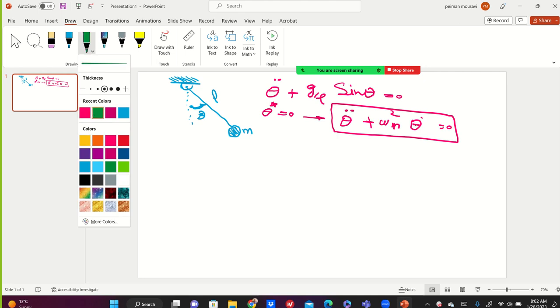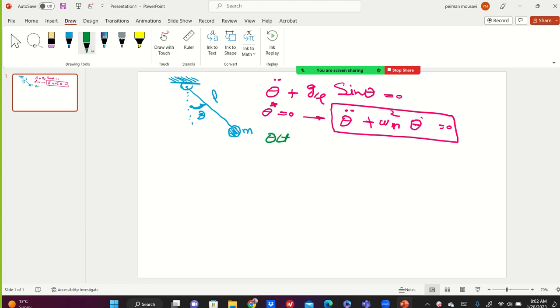We had a classical solution, and we got the final solution of your hand angle as d sine of omega n t minus phi, right? So it was showing that your hand is going to oscillate forever, like this, if this is the angle of your hand, theta, versus time.